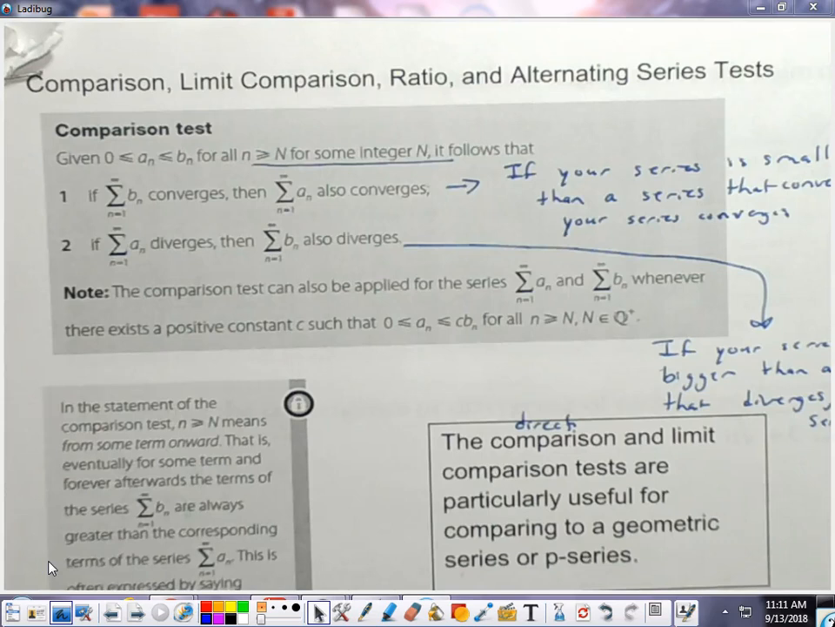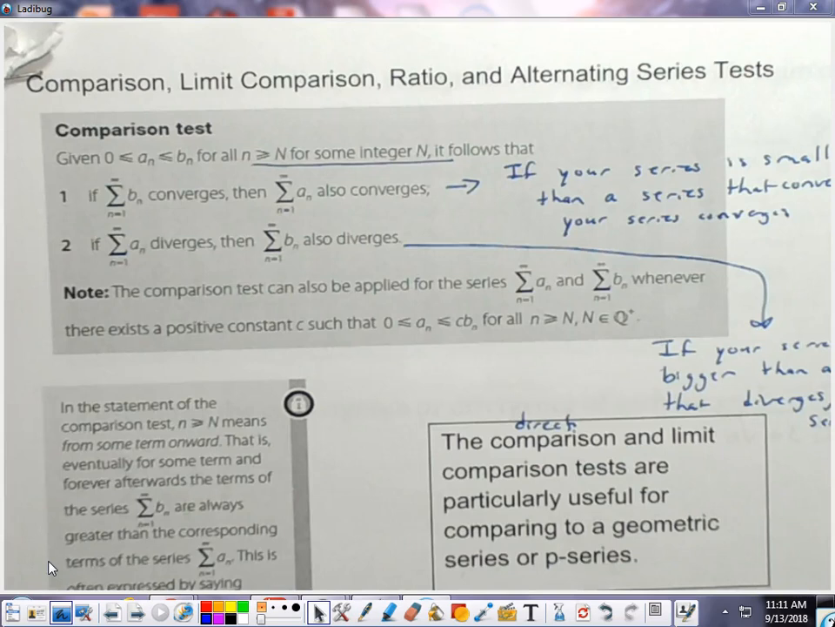For the comparison test, it's just a direct comparison, so it's sometimes called direct comparison. What it's saying is, if you have a series that is smaller than a series that converges, then your series is going to converge as well. That makes sense, because if the series has a limit, like it's not getting any higher, and your series is smaller than that, then it's also not going to get any higher. So if the series is smaller than a series that converges, your series converges as well.